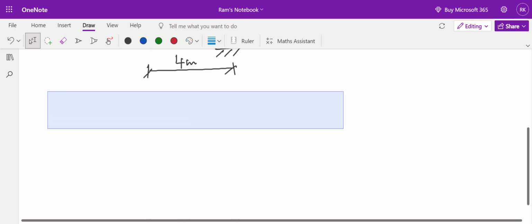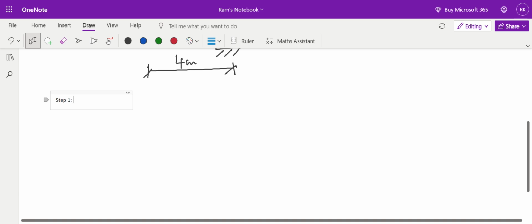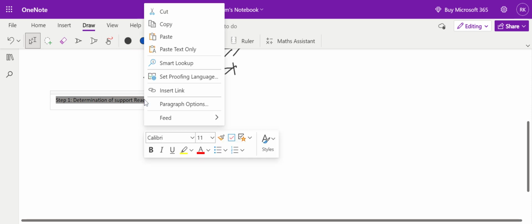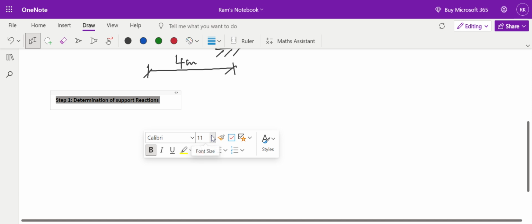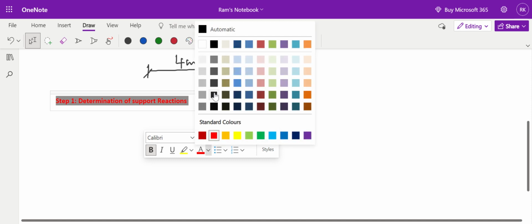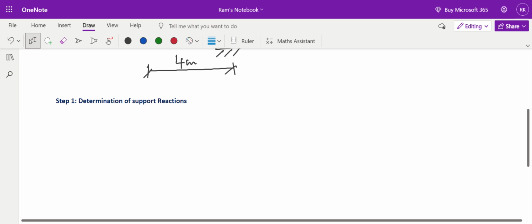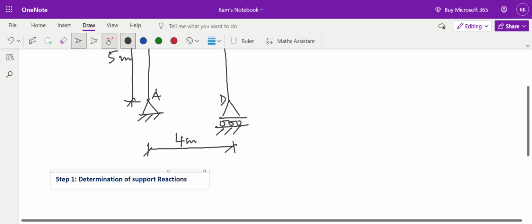Step 1 is determination of support reactions. I'll change the color. Determination of support reactions. So how many support reactions are possible?